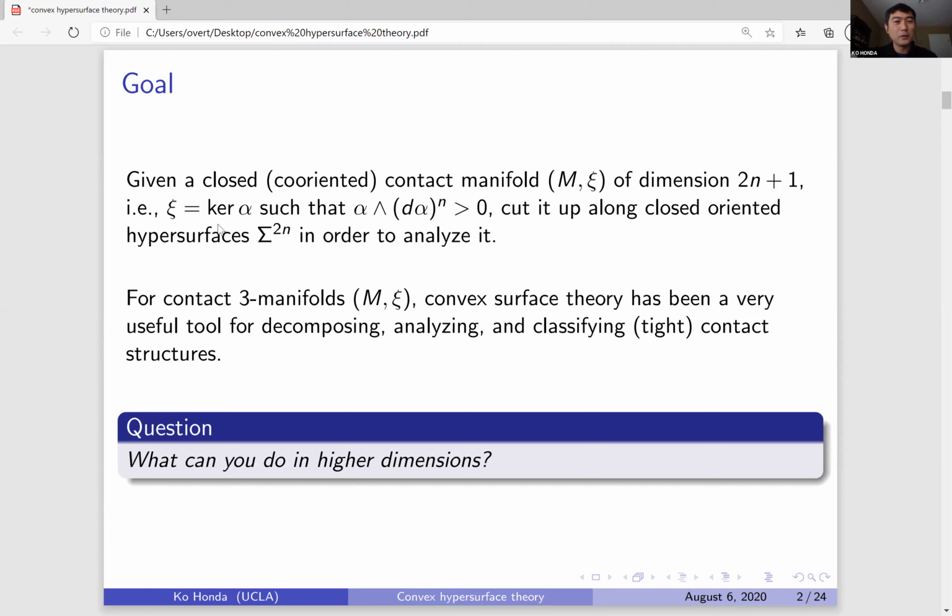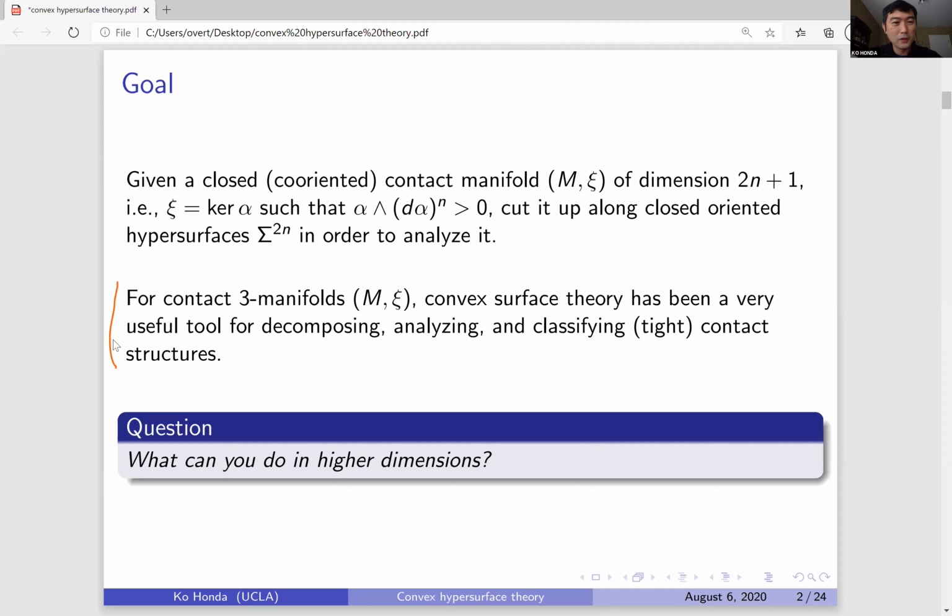For contact 3-manifolds, convex surface theory has been a very useful tool for decomposing, analyzing, and classifying contact structures, and especially tight contact structures. Surfaces are pretty abundant in 3-manifolds, including incompressible ones, meaning π1-injective. Those are interesting, and even compressible ones are interesting. You can sweep surfaces around the 3-manifold, and you garner some information. So this has been pretty successful.